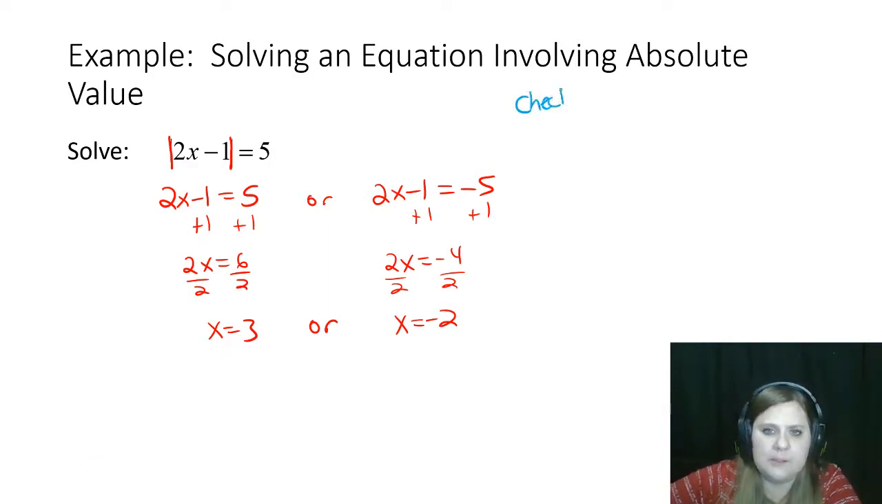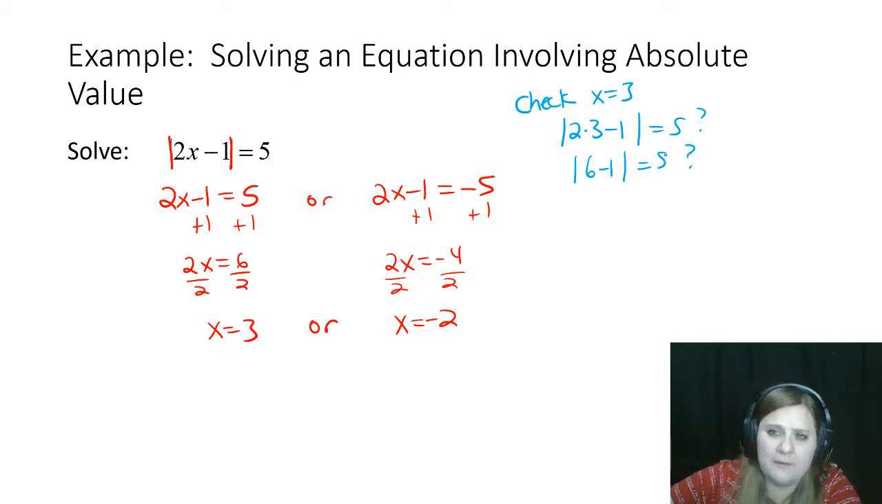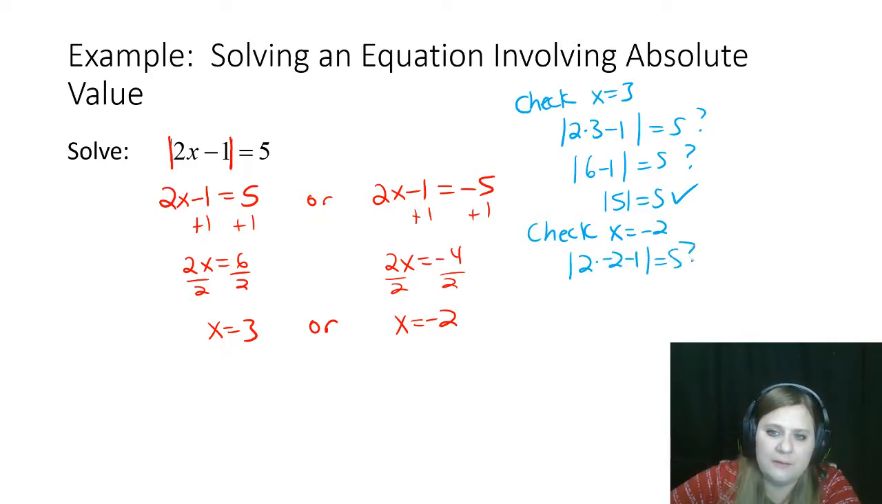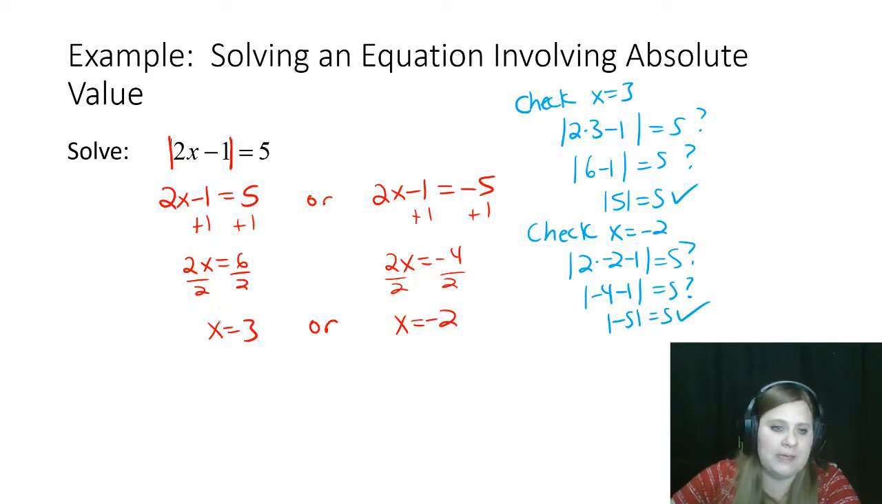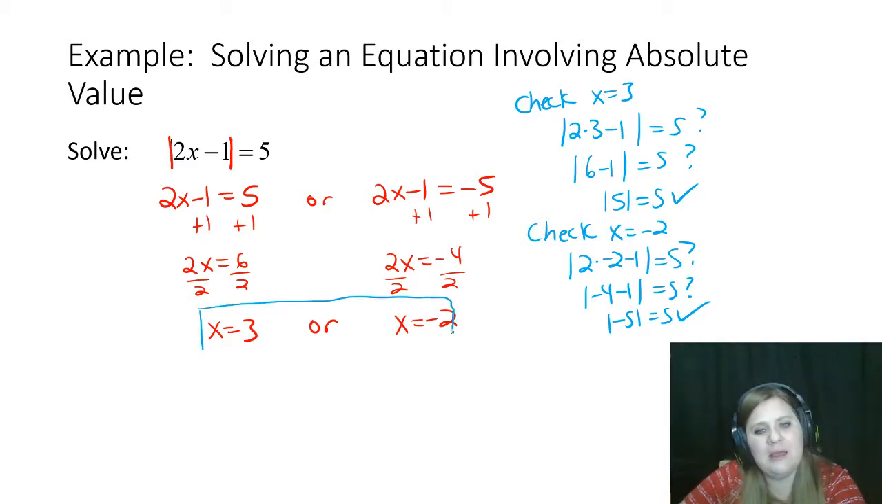Okay? So let's start by checking x equals 3. So I have absolute value of 2 times 3 minus 1 equals 5. That's the absolute value of 6 minus 1 equals 5. Absolute value of 5 equals 5. That's true. I can also check x equals negative 2. That's the absolute value of 2 times negative 2 minus 1 equals 5. That's the absolute value of negative 4 minus 1 equals 5. Absolute value of negative 5 equals 5. And that is true. So they do both work. We get to keep both. Yay us. Ta-da!